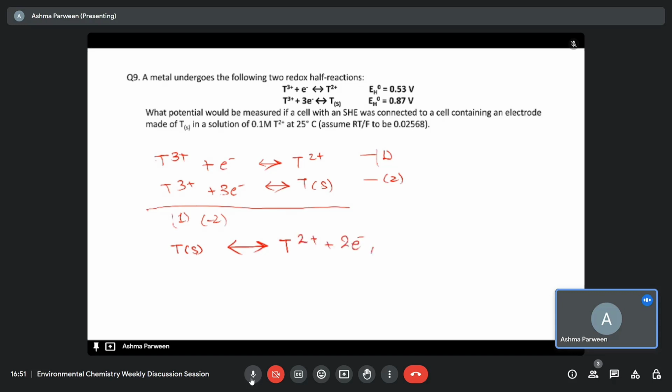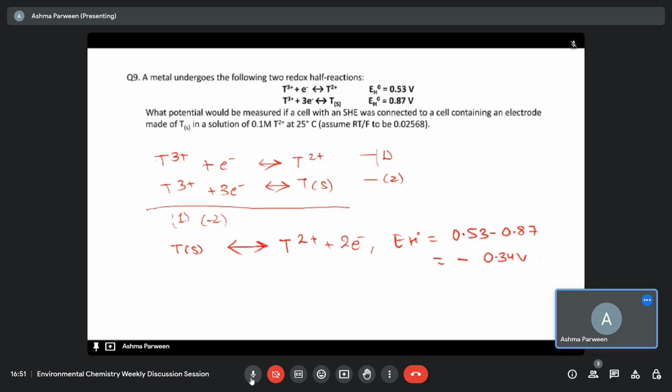Since we have subtracted equation 1 and 2, the E naught values will also vary. So E naught will be 0.53 minus 0.87, because we have reversed the second reaction, so it will be minus 0.34 volt. So we have to find the potential if the concentration of T2+ is given as 0.1 molar.